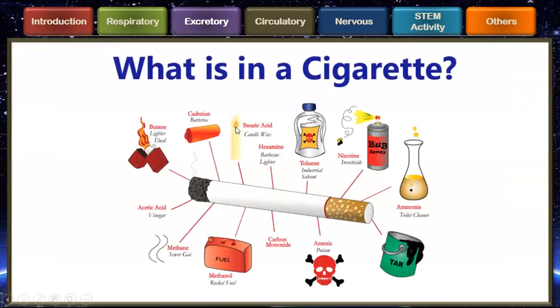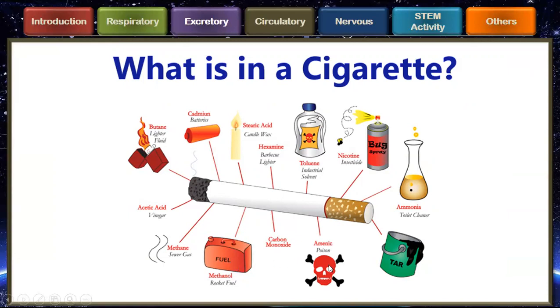Now let's go to this topic. What is in a cigarette? Have you ever seen someone smoking? Or do you know someone smoking? It's very important that we know what is in the things that we put in our body, and that includes cigarettes. Some people smoke because they say it gives them benefits. But there are so many chemicals in that cigarette that can be poisonous.